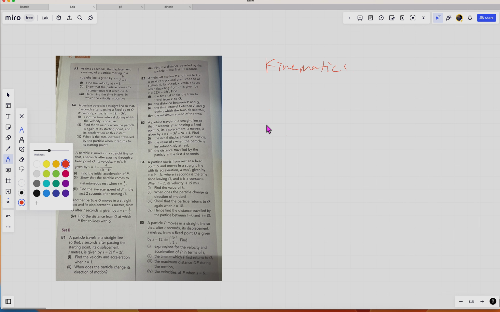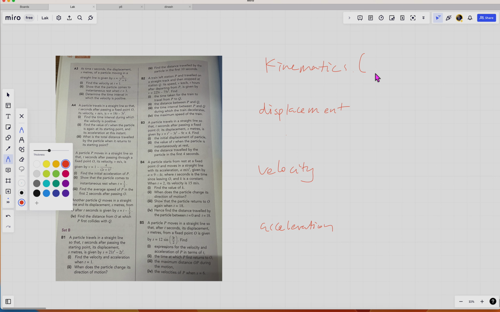So there are 3 parameters you need to know. One of them is displacement, then the other one is velocity, and the last one is acceleration. So it's like physics. Okay, they are related. So just remember kinematics.